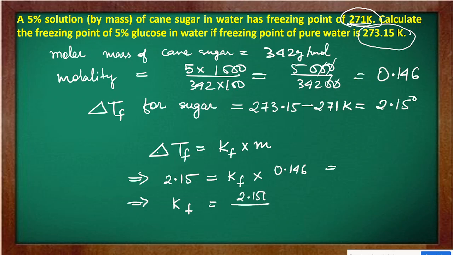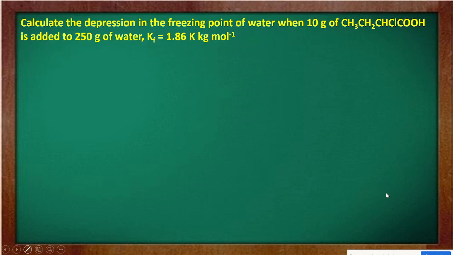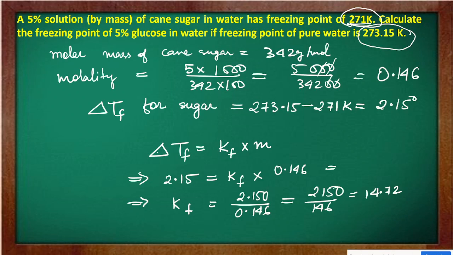Now if we are going to determine the value of Kf, then Kf will be equal to 2.15 by 0.146. Now this is equal to 2150 by 146. Now if you solve this, 2150 divided by 146, you will get 14.72. Now here you got the value of Kf as 14.72.